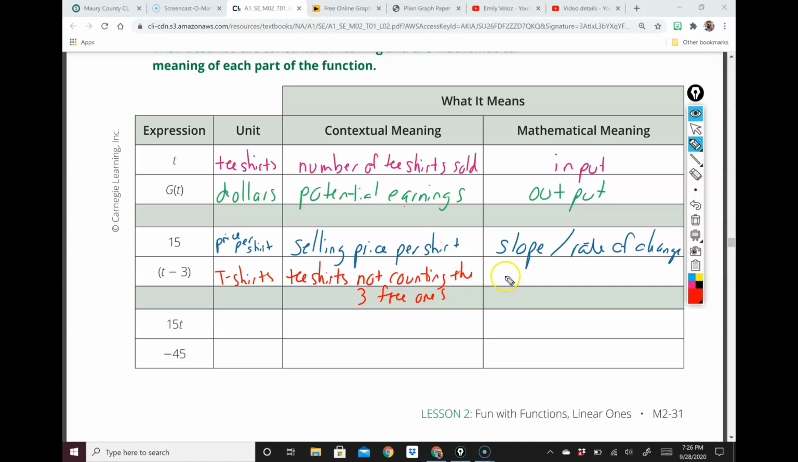And this is the input minus the constant. $15t are your dollars. And this is your earnings per t-shirt.